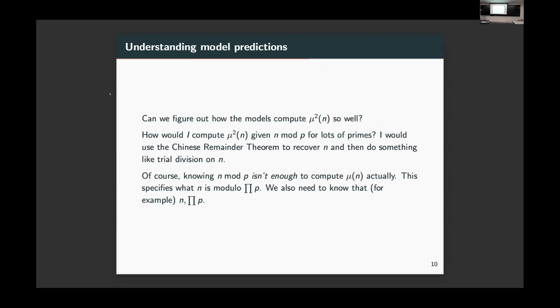But why is it computing the square free indicator function so well? So let's return back to this interesting mathematical question. How would you as a mathematician actually try to compute whether or not n, given n mod p, is square free or not? Well, I think what you do is you just do the Chinese remainder theorem in reverse. You figure out what n is, satisfying all the modular conditions, and then you'd use your favorite square free test, trial division morally. That's a way that a real mathematician would do it. Is this what the machine's doing? So how do we figure this out?